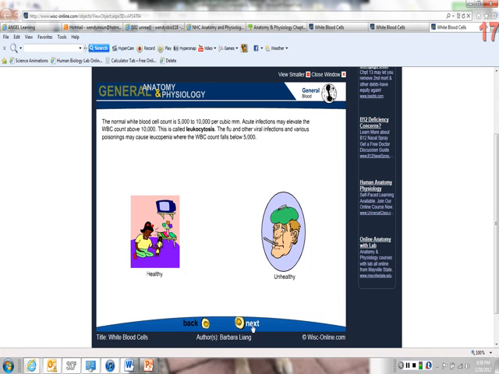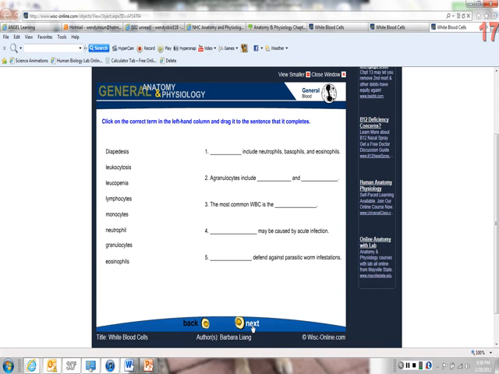The normal white blood cell count is 5,000 to 10,000 per cubic millimeter. Acute infections may elevate the white blood cell count above 10,000. This is called leukocytosis. The flu and other viral infections and various poisonings may cause leukopenia, where the white blood cell count falls below 5,000.